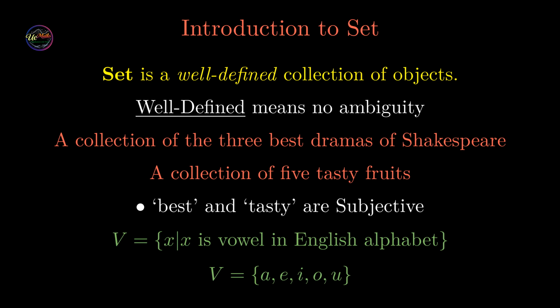Another example: a collection of 5 tasty fruits is not well defined because tasty is subjective. However, the collection of vowels in the English alphabet is well defined because anyone can definitively agree that a, e, i, o, and u are its exact members.